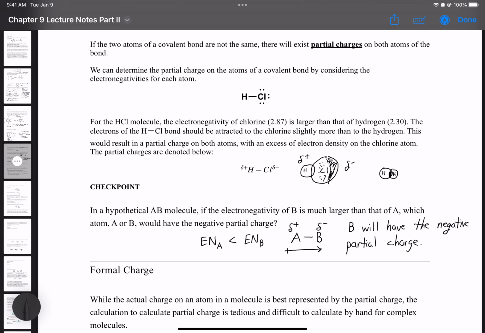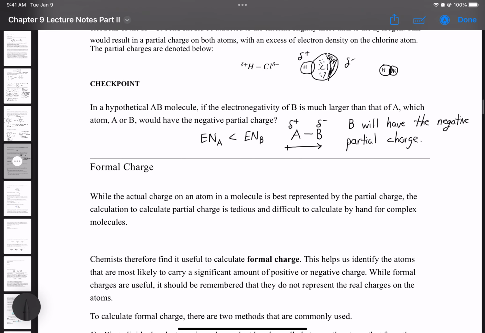Okay, so now let's talk about the concept of formal charge. What is formal charge? While the actual charge on an atom is better represented by a partial charge, it's rather complicated to do for complex molecules. So we devised a system to calculate formal charge. This helps us picture which atoms are most likely to carry a significant amount of positive or negative charge.